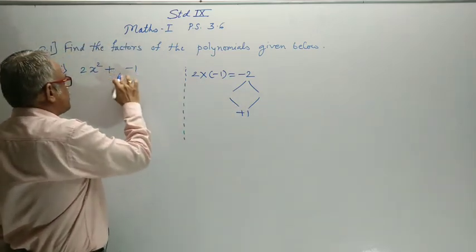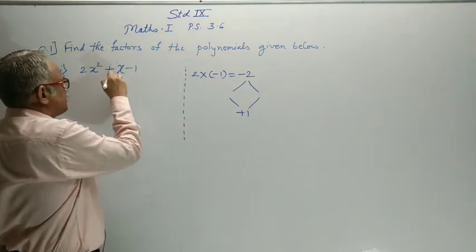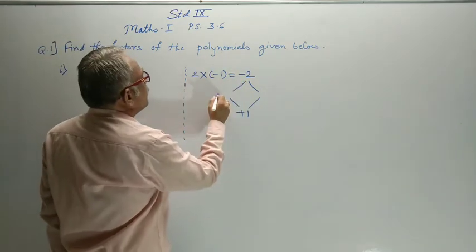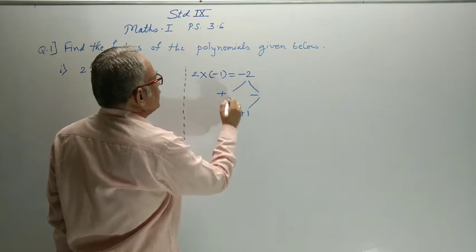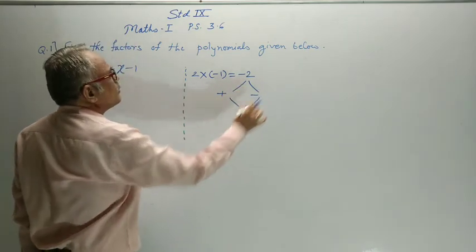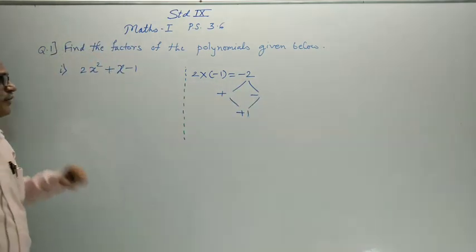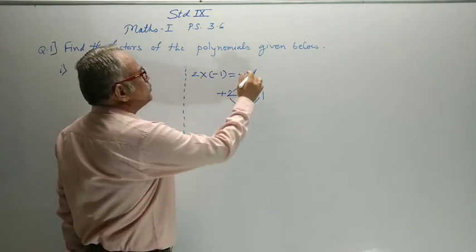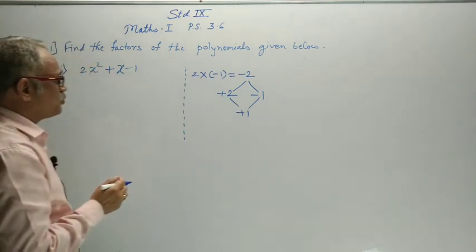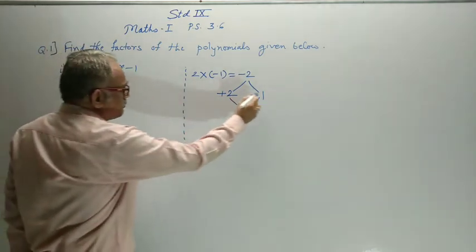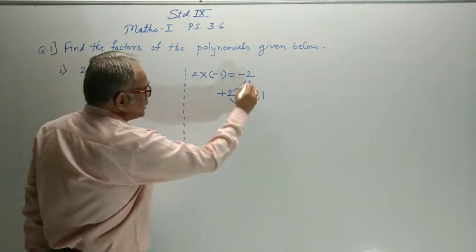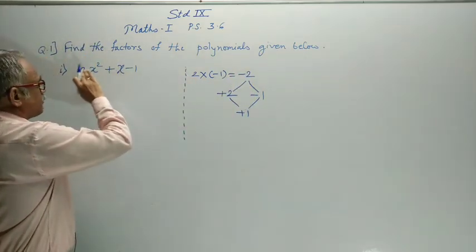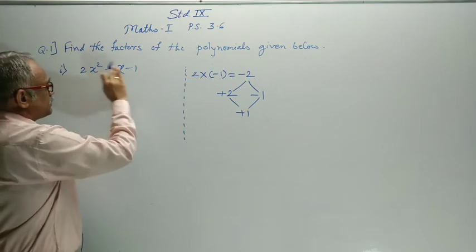Middle term is x, coefficient is 1, plus 1. Now to get the product negative, we have to give different signs. The greater number will take the middle term sign. 2 has only one factor, 2 ones are 2. 2 into 1, 2. So plus 2 minus 1. Plus 2 minus 1 is plus 1, yes. Product is minus 2, yes. How does this minus 2 come? Product of square coefficient and constant.